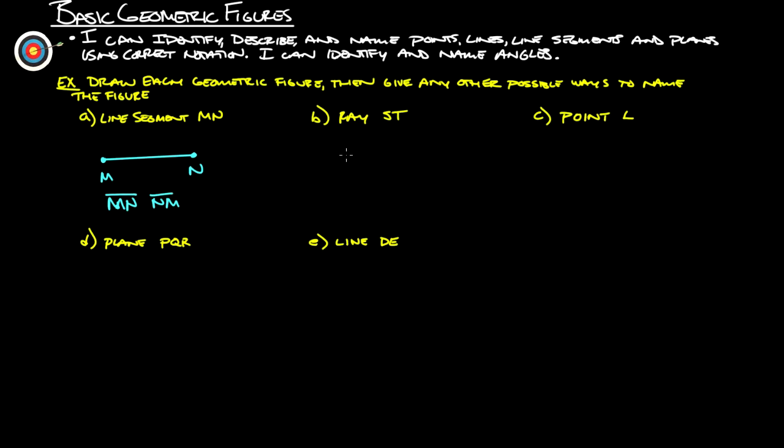Okay, ray ST. So we do this here, and we've got the starting point and then any other point on there. So if it's ray ST, we're going to want to put the S at the beginning and the T out there. We would show it as a ray by doing this. It starts at S and goes through T and keeps going on forever and ever. And you cannot name it TS. You could name line segment TS, but you cannot name this ray TS because it does not start at T and go through S and keep going.